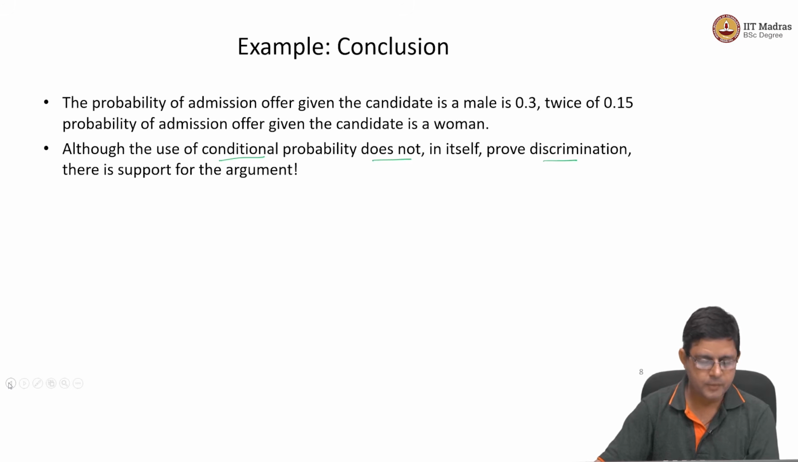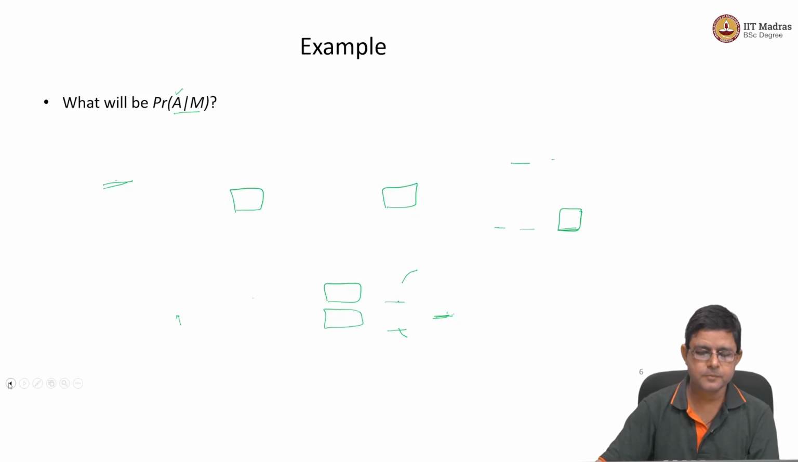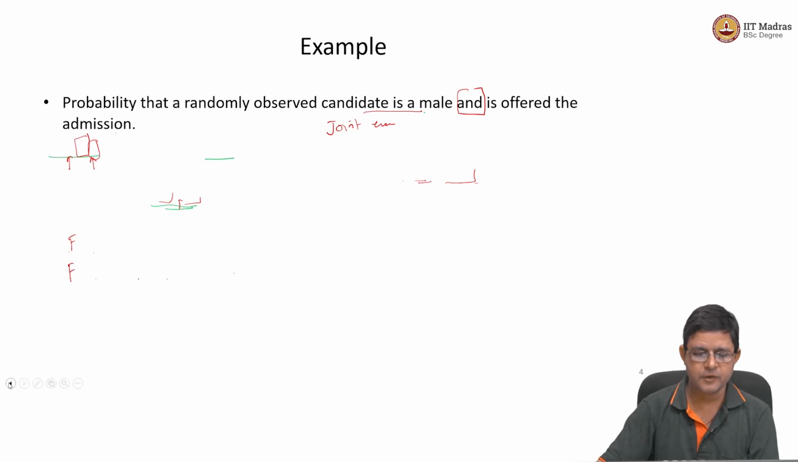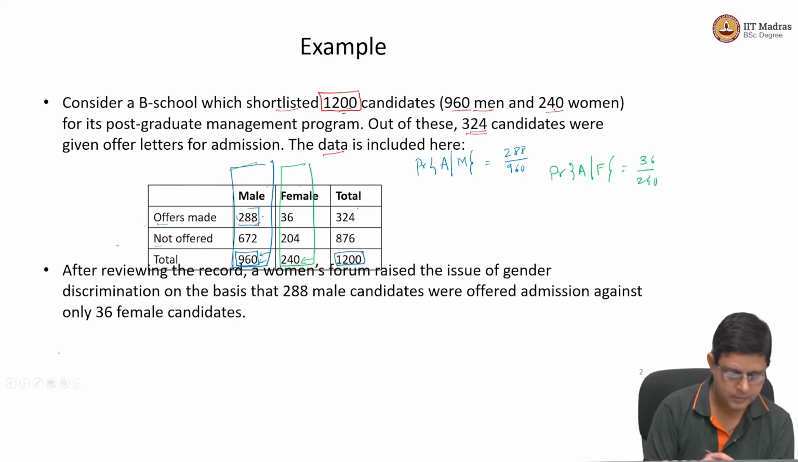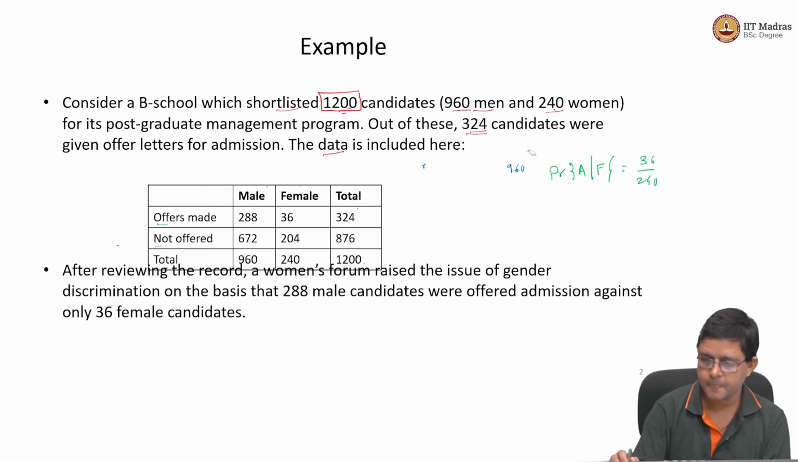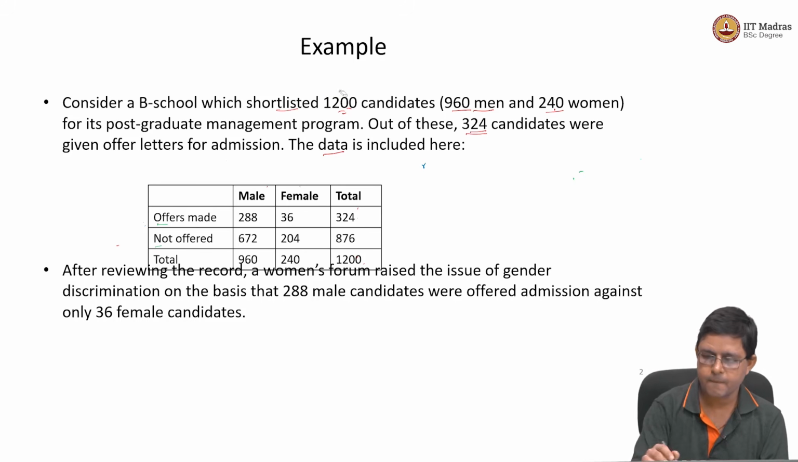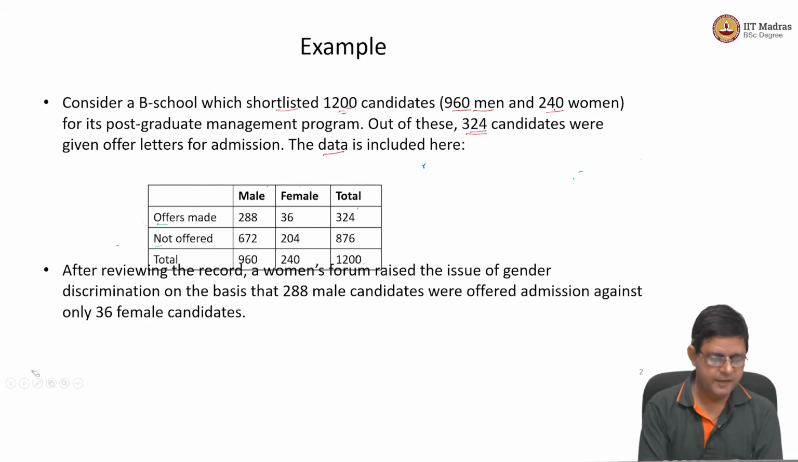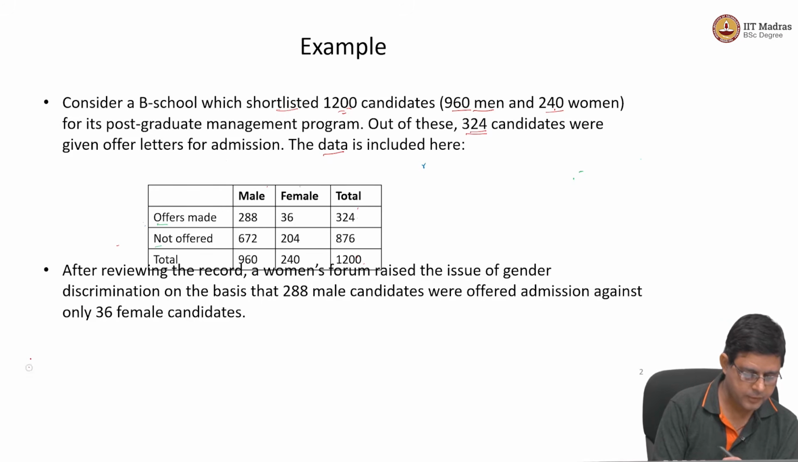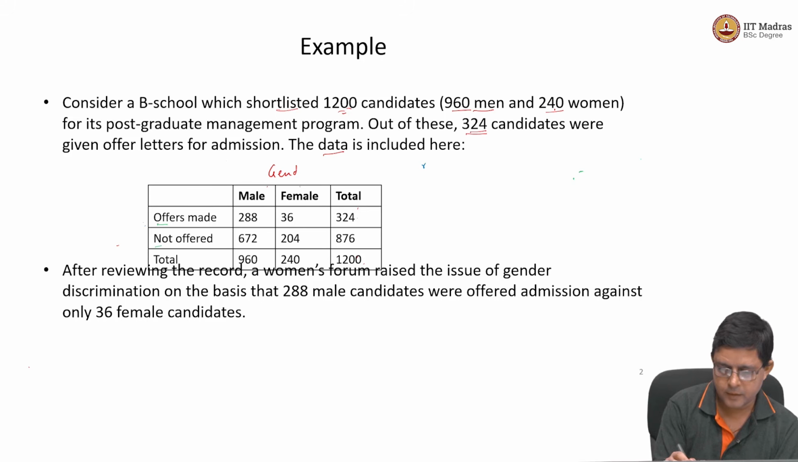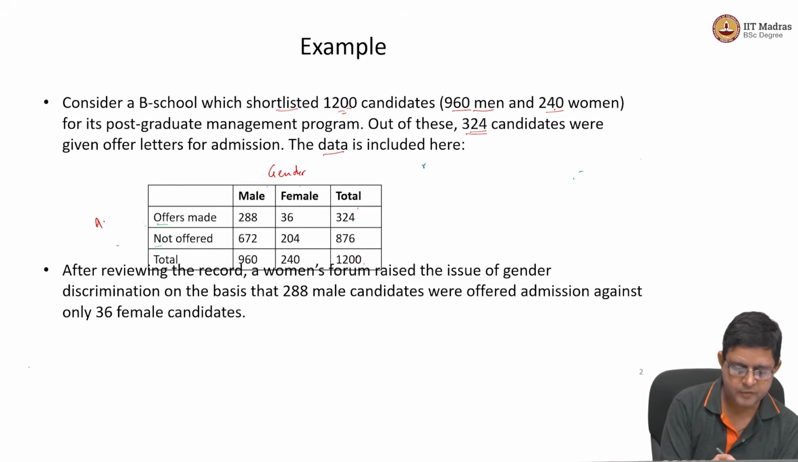Now, let us talk about the broader implication here. What did we do? Let us go back to the first table. Okay. Once again, let me remove all this scribbling so that we can talk clearly. So, here we essentially had two variables. What were the two variables? There was one variable about gender, right. So, this was gender and the other was admission status.